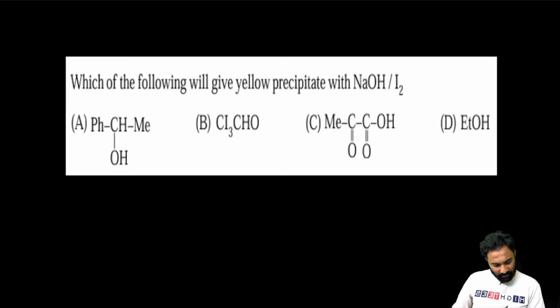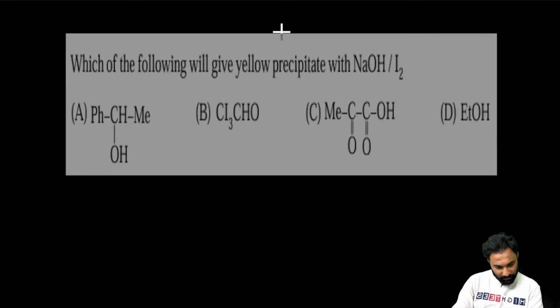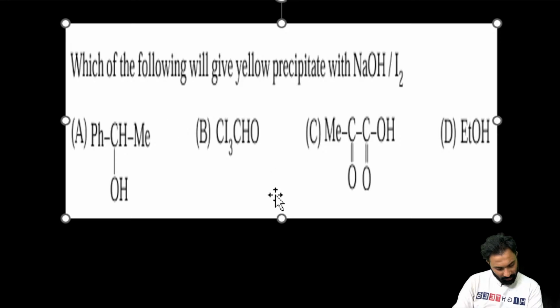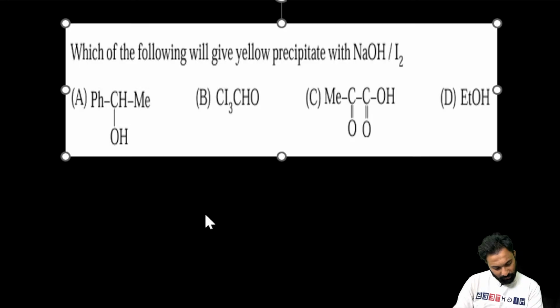Right. Next one. Now, which of the following will give you the correct answer? Which of the following gives the yellow color precipitate with NaOH and I2?